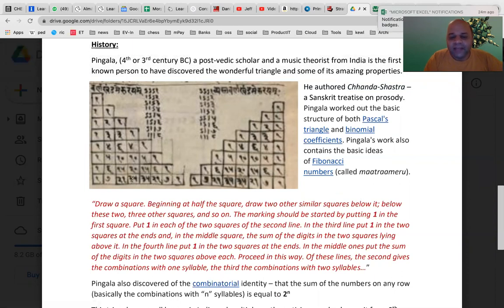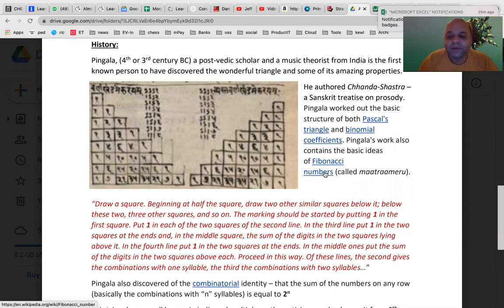Okay. Now there is another thing to it. He also found out about Fibonacci numbers. Now you know Fibonacci numbers: 1, 1, 2, 3, 5, 8, 13. We'll talk about it. We'll have a session on Fibonacci numbers, but some of you might already know it.